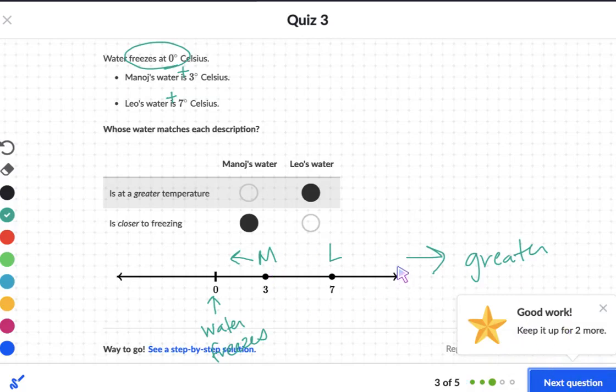So this one really wanted you to look at the distance things are away from 0. If it's further away from 0 and to the right, it's going to be greater. If it's closer to 0, then it's going to be closer to freezing.